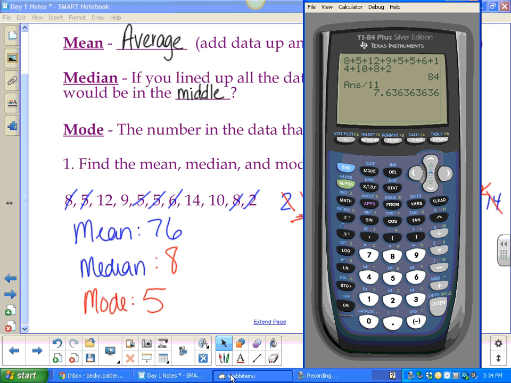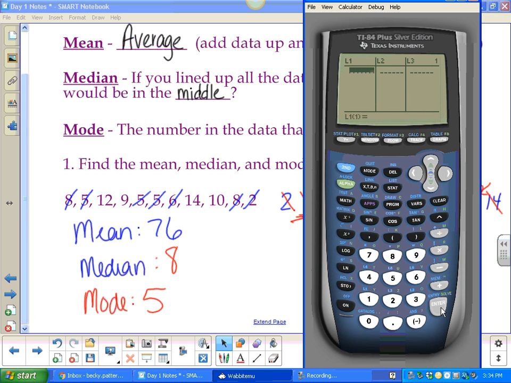Now there is a way that your calculator will do this for you. It won't find the mode, but it will find the mean and the median for you. So if you go Stat, Edit, clear out anything that's in there, and enter in your data, and it does not have to be in order. So this will save you some steps.